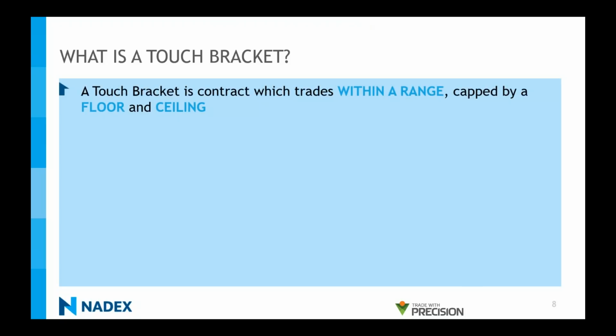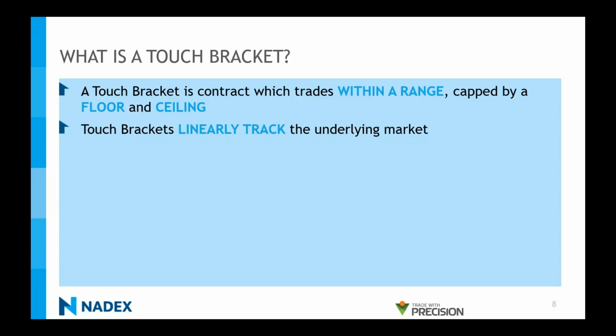What is a touch bracket? A touch bracket is a contract which trades within a range capped by a floor and ceiling. In that regard, they are pretty similar to the spreads that are already available for trading at Nadex. However, the internal mechanics are different, because with the spread, essentially what we have is a call spread, which means that price is not really tracked one-to-one due to the internal workings of the spread.